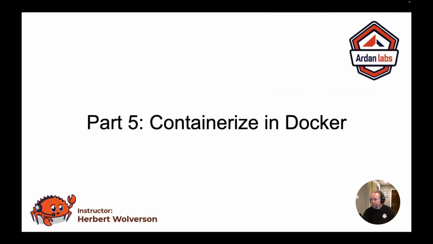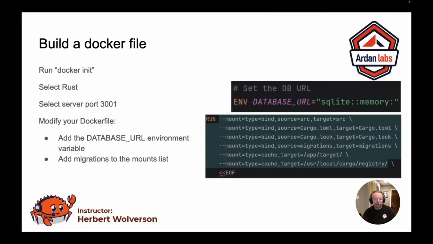All right, so the last thing I promised we'd do is containerize in Docker. And this was actually extremely straightforward. I'm not going to demo this live, but I'm just going to make sure that you know how to do this if you need to. I literally ran Docker init. It asked what language I wanted to use. I said Rust. It asked what port I was exposing and suggested 3001, which was kind of handy because I was right. So I selected 3001.